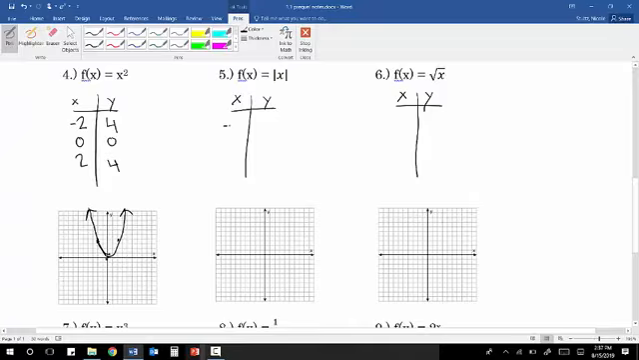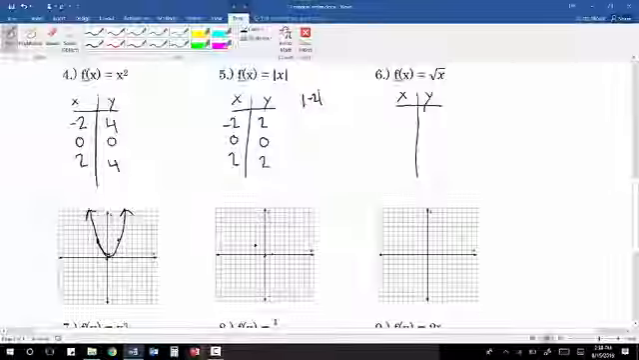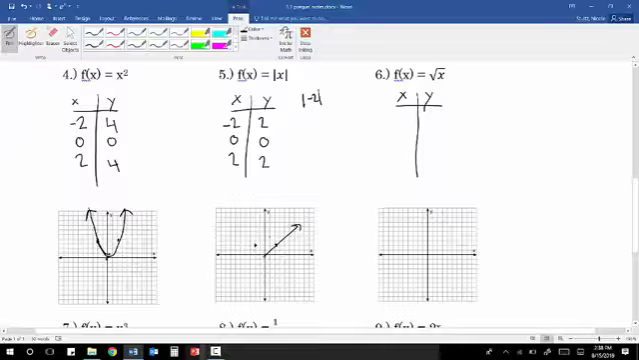Absolute value, again, I'm just going to use the same numbers, -2, 0, and 2. It really doesn't matter which numbers you pick. You just want to pick enough that gets you a full graph. So the absolute value of -2 would be +2. The absolute value of 0 is 0, and the absolute value of 2 is 2. So we're going to go -2, 2, 0, 0, and 2, 2. So it'll almost look like what we just graphed, except this is definitely going to be more of a V. So absolute values will look like V's, and squared functions will look like U's.